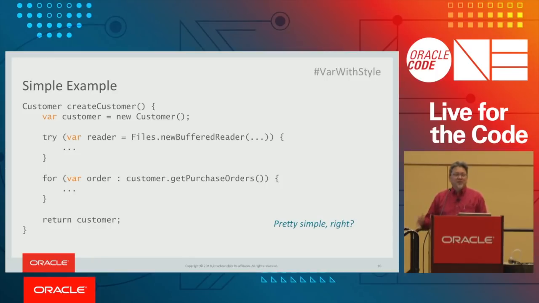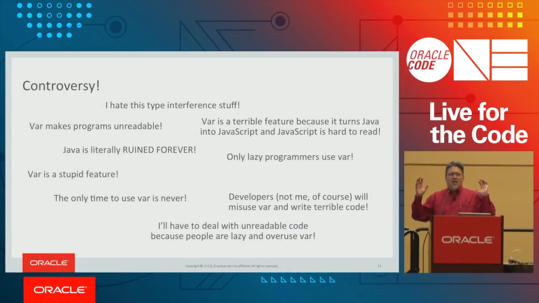Because, this is the thing. When we introduced this feature, this is something that people had asked for a long time for Java. Can't you get rid of all this redundancy? And so we added this feature, and it's surprising. I think it was a different group of people who said, this is a horrible feature. You're going to ruin Java. You're going to turn Java into JavaScript. Oh, only lazy programmers are going to use var. Don't use it. Anybody who uses var is a terrible programmer. It's going to make my code unreadable, and so forth.